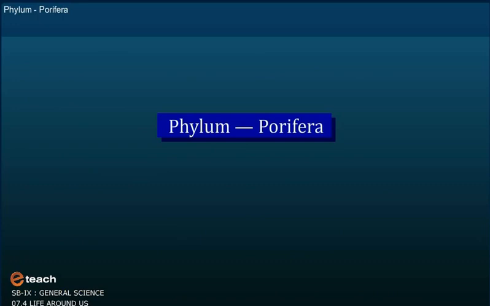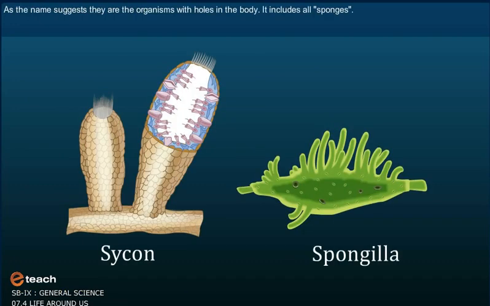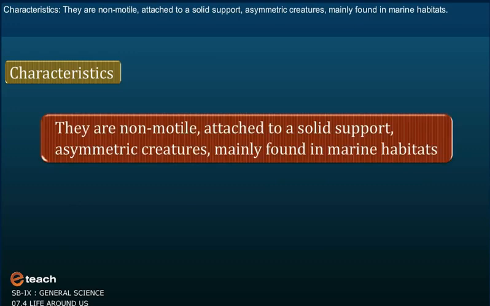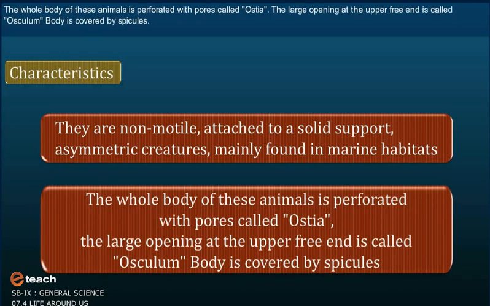Phylum Porifera. As the name suggests, they are organisms with holes in the body. It includes all sponges. Characteristics. They are non-motile, attached to a solid support, asymmetric creatures, mainly found in marine habitats. The whole body of these animals is perforated with pores called ostia. The large opening at the upper free end is called osculum. Body is covered by spicules.